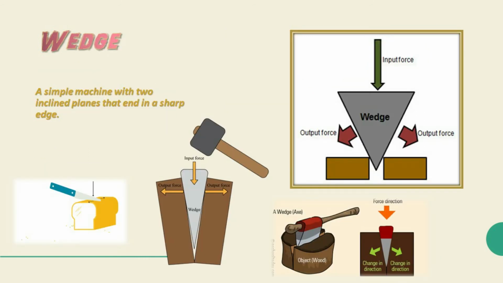Now afterwards, wedge. A wedge is a simple machine made of two inclined planes ending in a sharp edge. This machine is mainly used for cutting. Generally, force is applied to the thick end of the wedge and the wedge in turn applies force to the object along both its sloping sides, and this force causes the object to split apart. Generally, an axe, a knife, and a wood wedge work on the same principle.